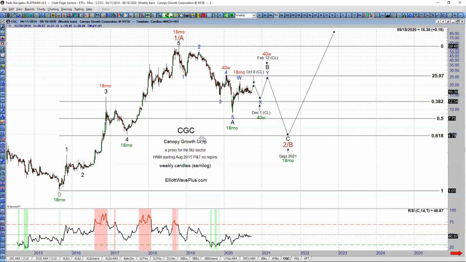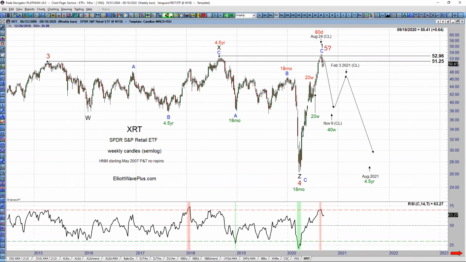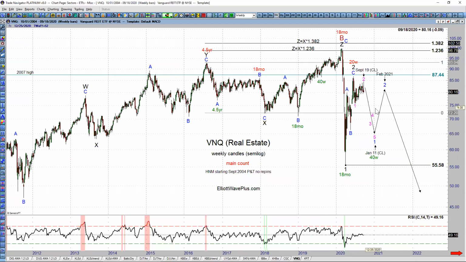Latest analysis on Canopy Growth, more sideways business. Nothing really to write home about. Next major buying opportunity, probably in September of next year. VNQ real estate. This is more immediately bearish down through the rest of the year. And this is a current Hurst roadmap. I completely redid this one yesterday. And it didn't change much, but it is up to date.